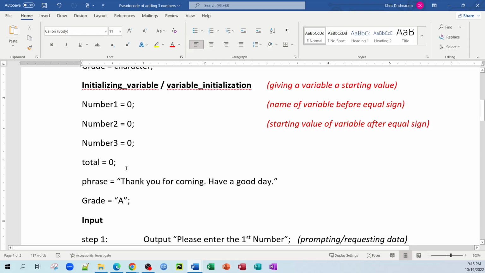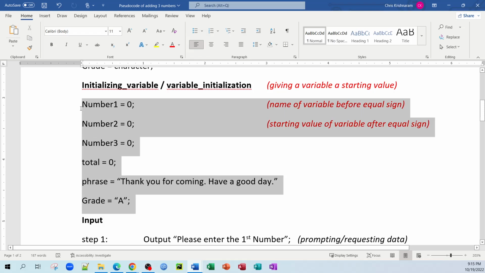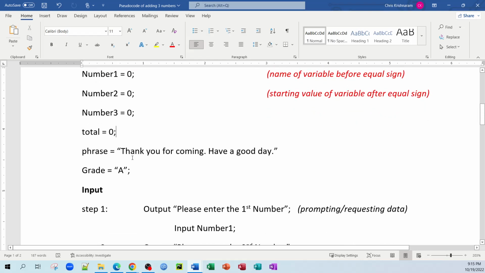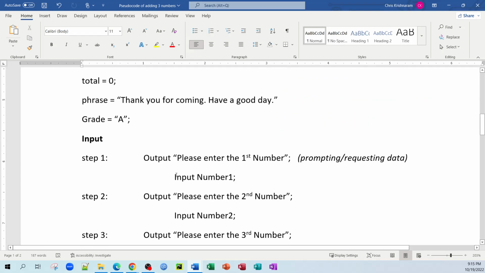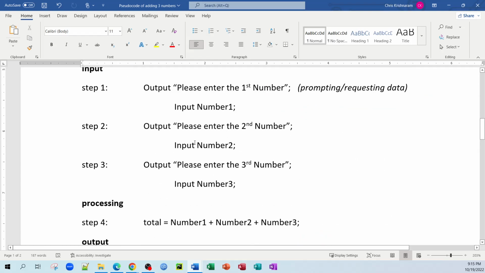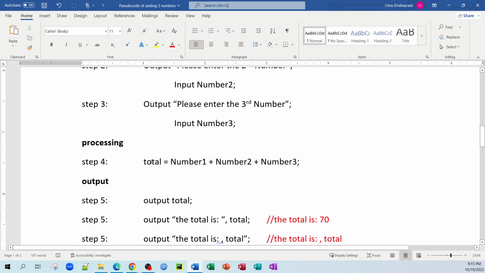Now, all of these here, once again, are constants. But basically, at the start of the program, they're constant. Throughout the algorithm, we are going to be storing values into them. Because if you notice, for example, here, input number 2, I'm storing something into number 2. So the variable is going to change, hence it's a variable. It's not going to be a constant anymore because I'm putting something inside. For instance, here also, I'm adding number 1, number 2, number 3, and I'm storing it into total.